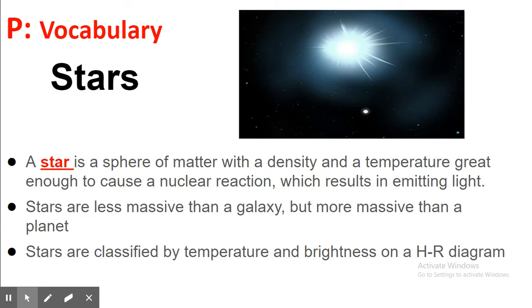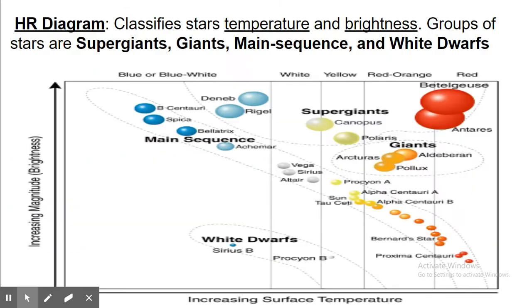Vocabulary. Stars. A star is a sphere of matter with a density and temperature great enough to cause a nuclear reaction, which results in emitting light. Stars are less massive than a galaxy, but more massive than a planet. Stars are classified by temperature and brightness on an HR diagram.